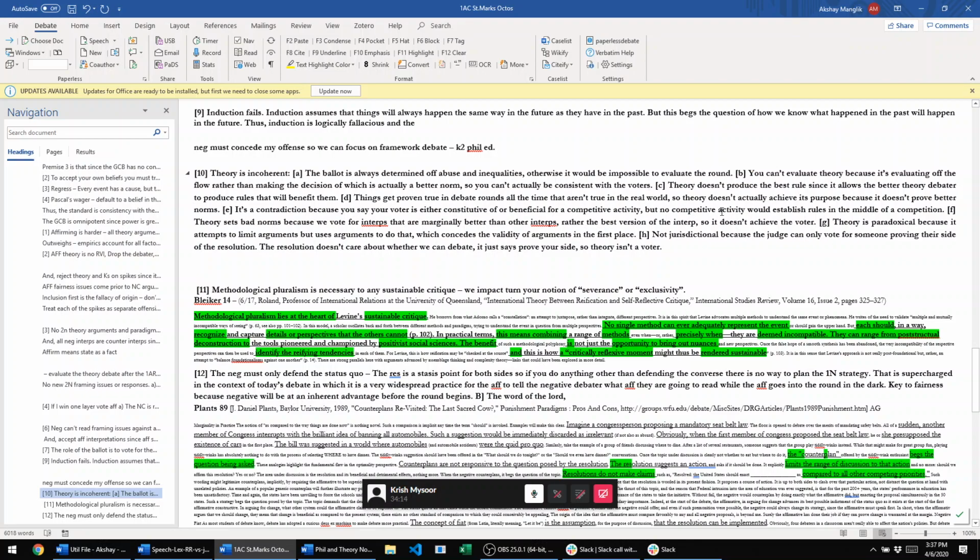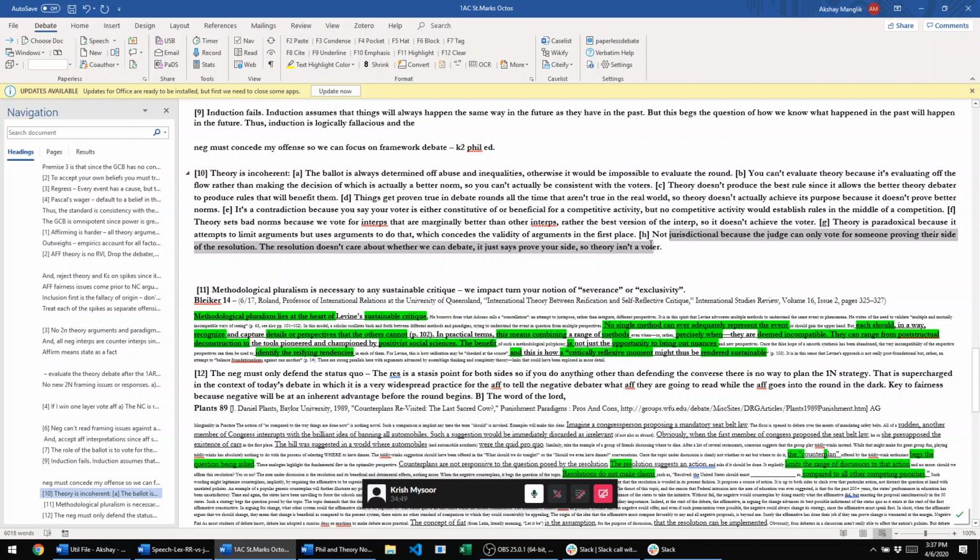No competitive activity would set rules in the middle of competition. Debate is unique. It is a communicative activity. Theory sets bad norms because it doesn't set the best version of the interp. Something is better than nothing. If it's better than a different interp, then you should vote for it. Theory tries to limit arguments, but uses arguments to do so. Limits is referring to potential cases, not the arguments present on a flow in a debate round. Not jurisdictional.